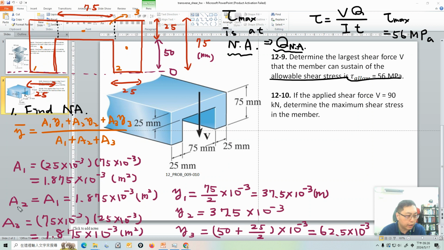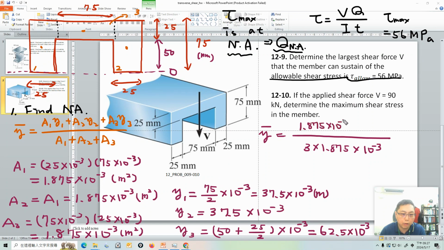So we will have A1, A2, A3, and we have y1, y2, y3. So we can calculate the position of the centroid, or the position of the neutral axis. So our y bar is, okay, you will find the area is all the same. So it's 3 times 1.875 times 10 to the power minus 3, and so it's 1.875 times 10 to the power minus 3 times the y1. Okay, y1 is 37.5 times 10 to the power minus 3.